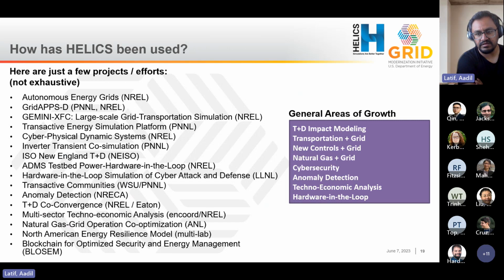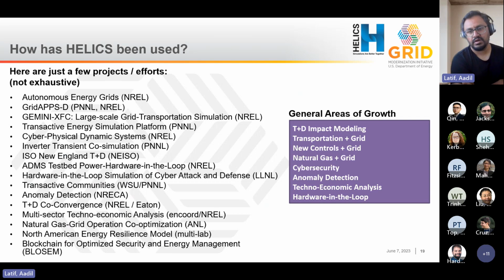So how has Helix been used? We've used Helix for a plethora of different efforts. The general areas of growth would be transmission and distribution. So we've got natural coupling between transmission and the distribution side, right? There is growing coupling between transmission and the grid with electrification of vehicles, with hopefully more hydrogen vehicles, moving towards hydrogen vehicles for both mass transportation and for industrial uses.